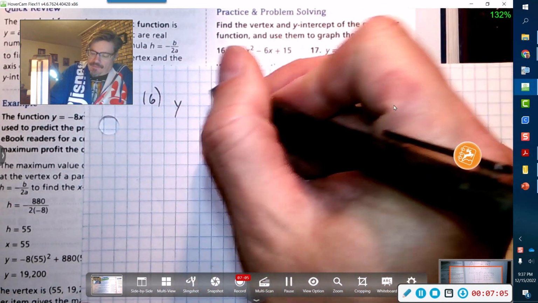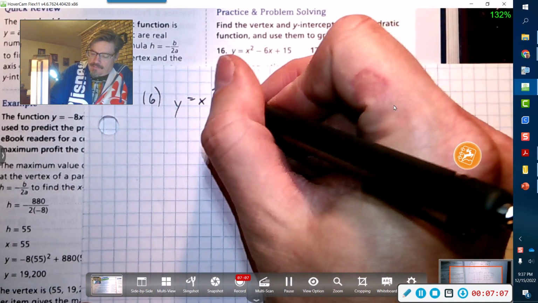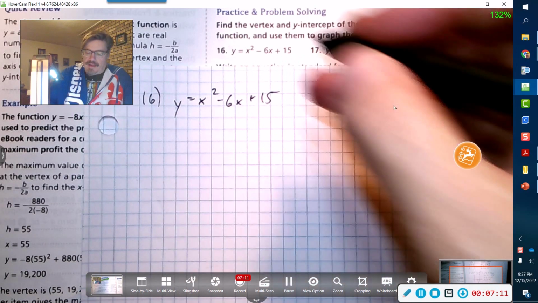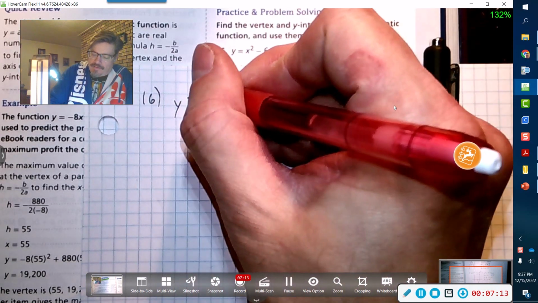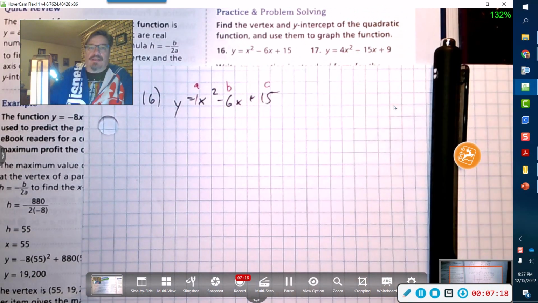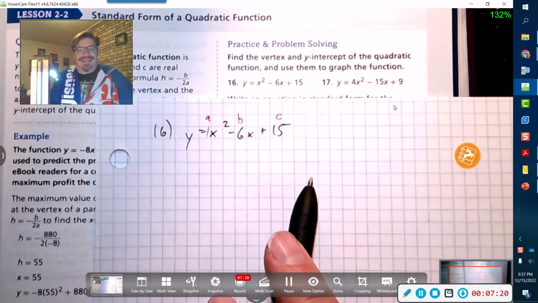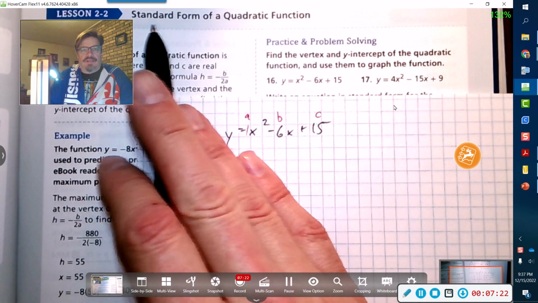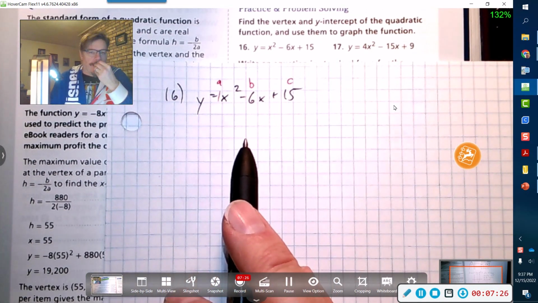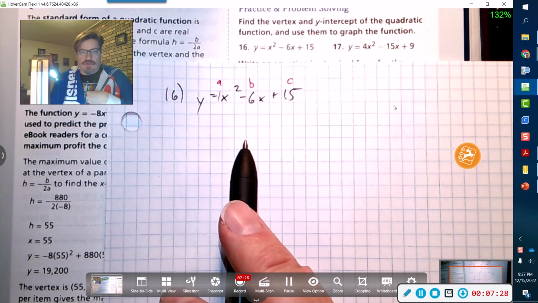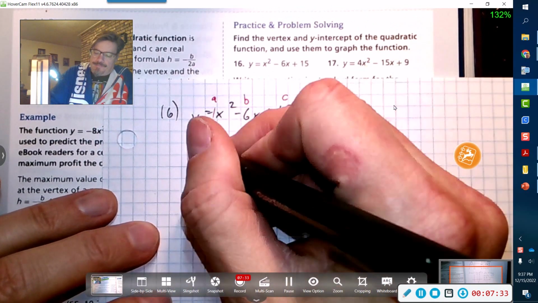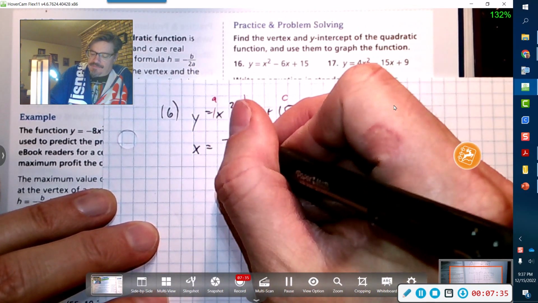So I'm going to rewrite this here. It's x squared minus 6x plus 15. And so my number in front here is an invisible 1. That's an A. That guy is my B, and that guy is my C. Now, I'm doing this because he is in standard form now. Standard form, he's not graphable like this. And so what I have to do is resort to a piece of the quadratic formula. It is x equals negative b over 2a.